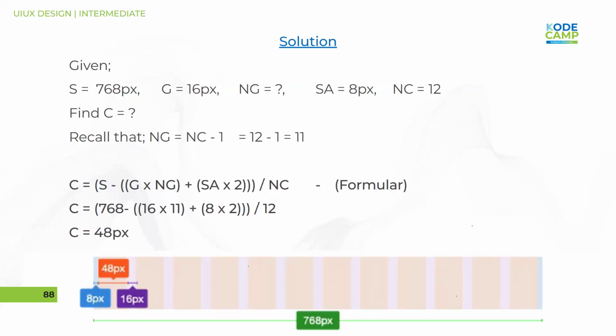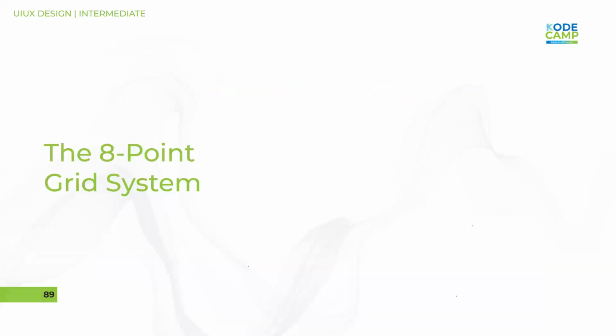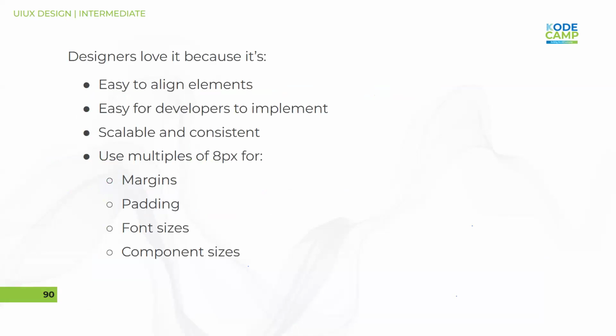So yes, math is there in design. All right, so I remember when I talked about the 8-point grid system. So when we say the 8-point grid system, what is it? Designers love the 8-point grid system because it is easy to align elements, and also easy for developers to implement. It's also scalable and consistent.